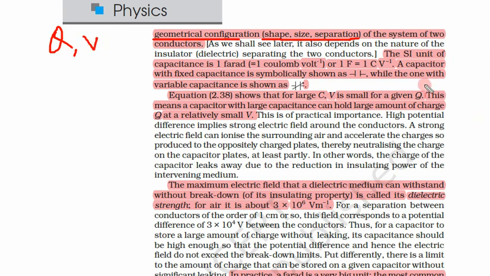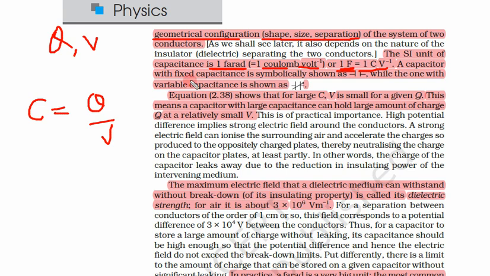Now unit, the SI unit of capacitance is 1 farad, or coulomb per volt. C is equal to Q by V. So Q is coulomb, V is volt, coulomb per volt, or 1 F. We can write F for farad, which is 1 CV inverse.